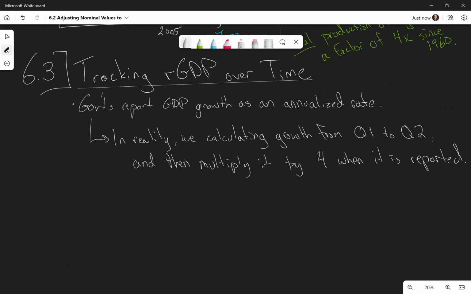Now, what is the underlying assumption here? The underlying assumption is that the economy grew at that rate for a full year instead of just for a quarter.